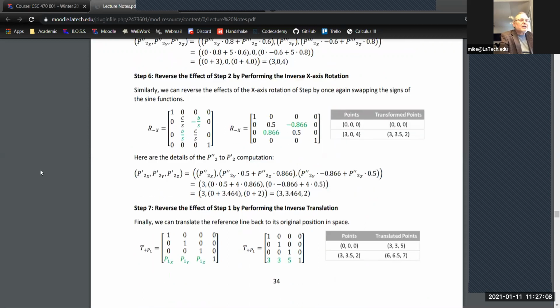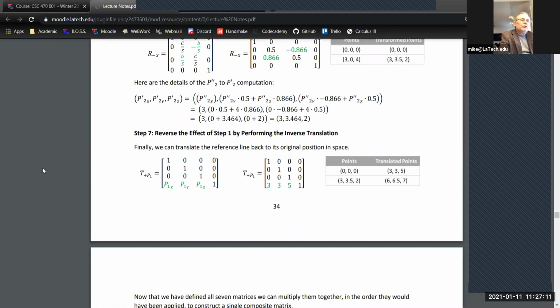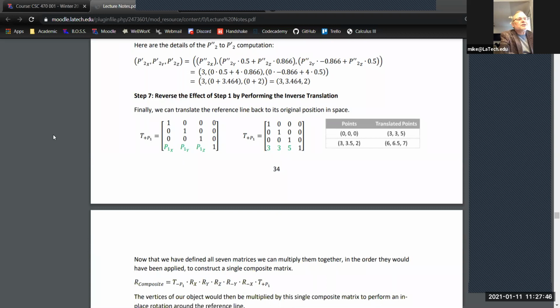And then the very last step is I've got to move that little line segment back to where it was originally. So 335 is what I'm going to be translating by. Again, those were negatives in step 1, so they're positives in step 7. And that gets my 0.000 back to 335 and gets 3.52 back to 6.77. And so that's all the calculations. I've defined for you all 7 of the matrices.